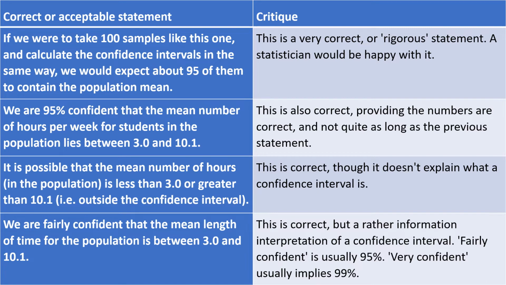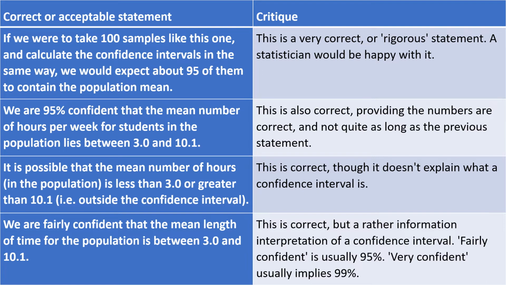Number 3: it is possible that the mean number of hours in the population is less than 3 or greater than 10.1, in other words, outside the confidence interval. Critique: this is correct, though it doesn't explain what the confidence interval is. So the best one so far is the first statement, okay?